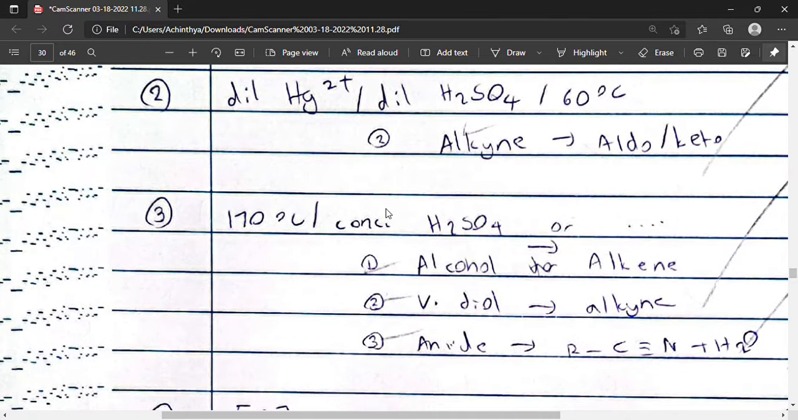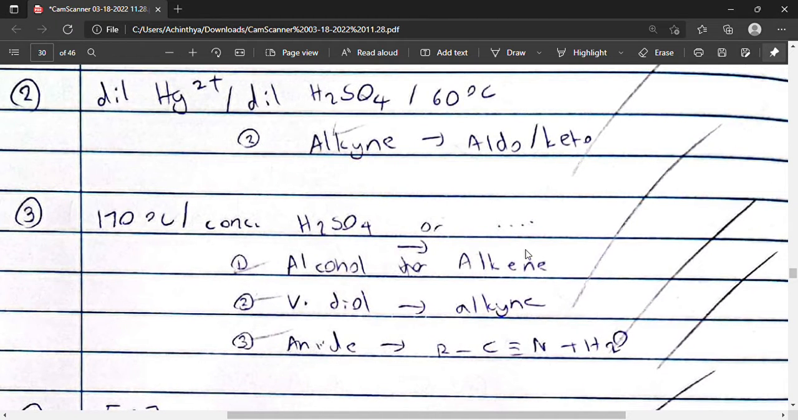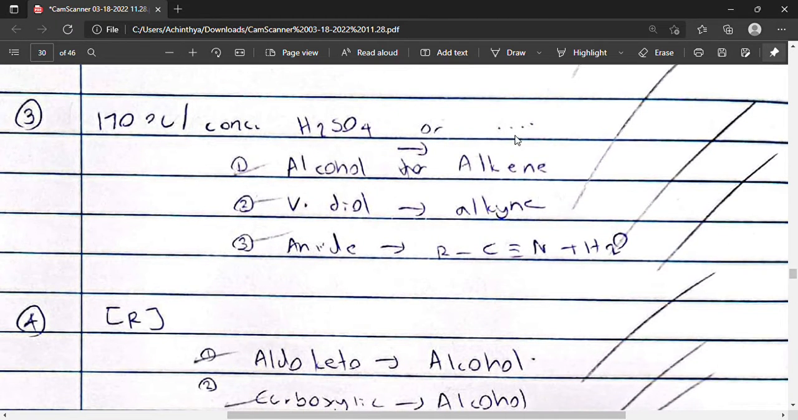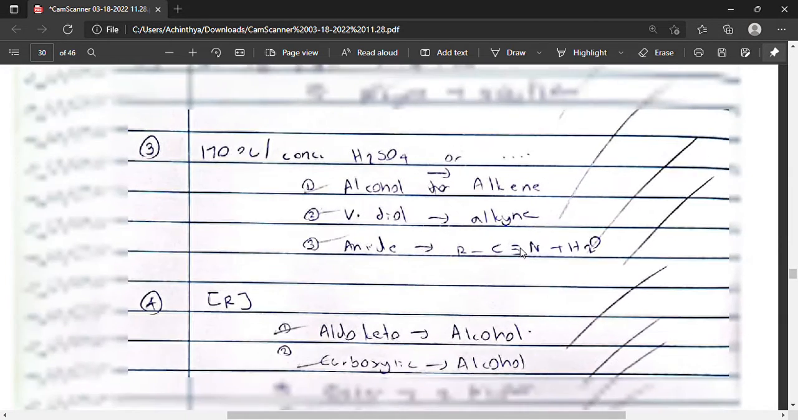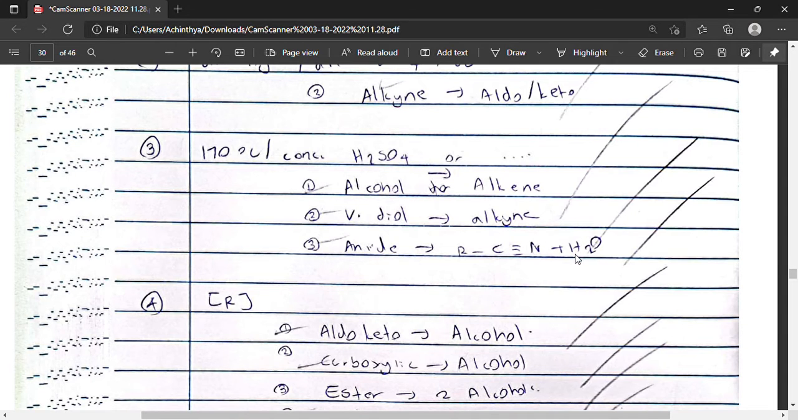We can use dehydrating agents to dehydrate, like how we can dehydrate alcohols into alkenes, vicinal diols into alkynes, or amides into cyanides. See, the water gets removed.